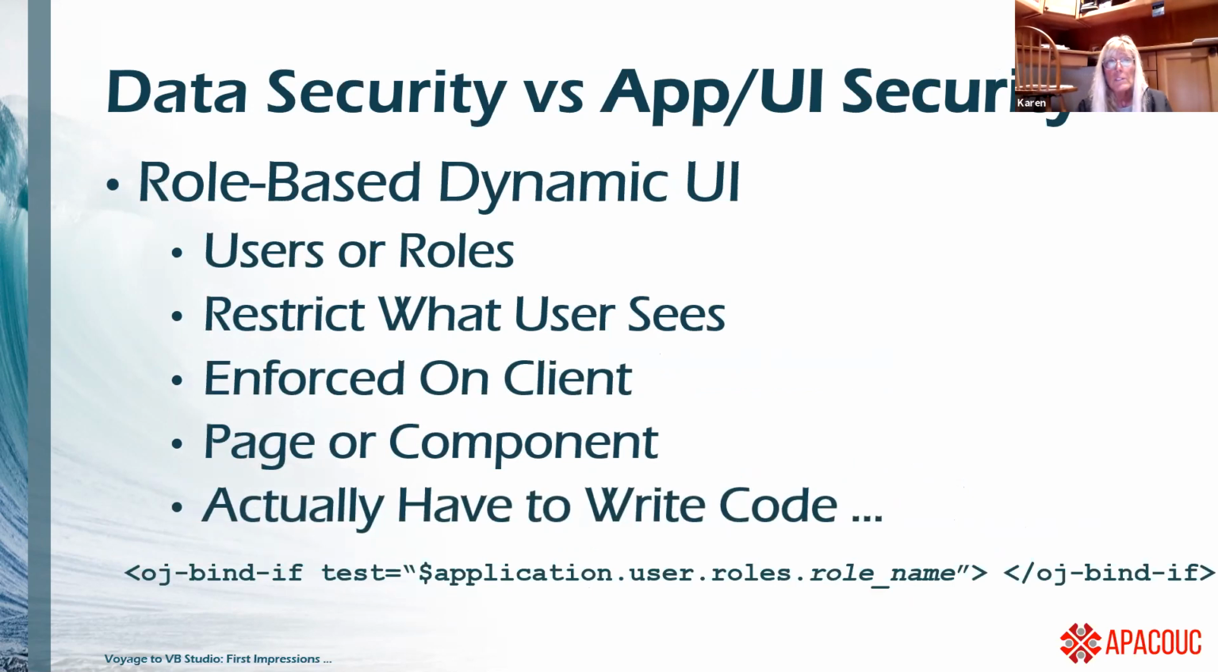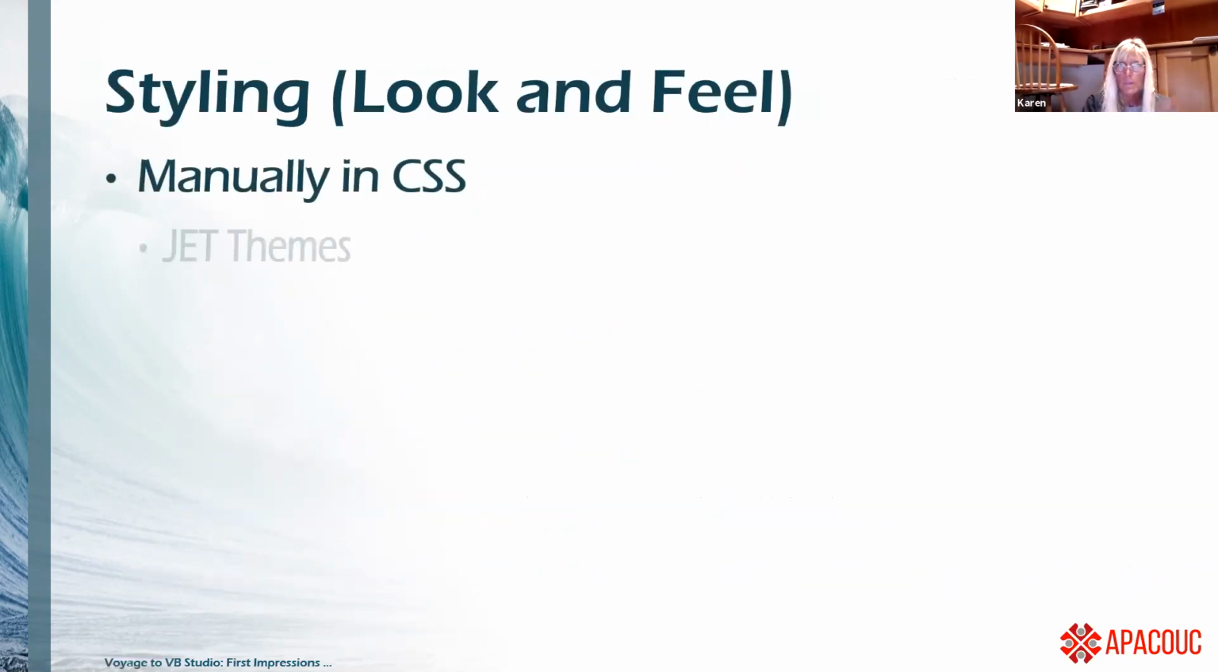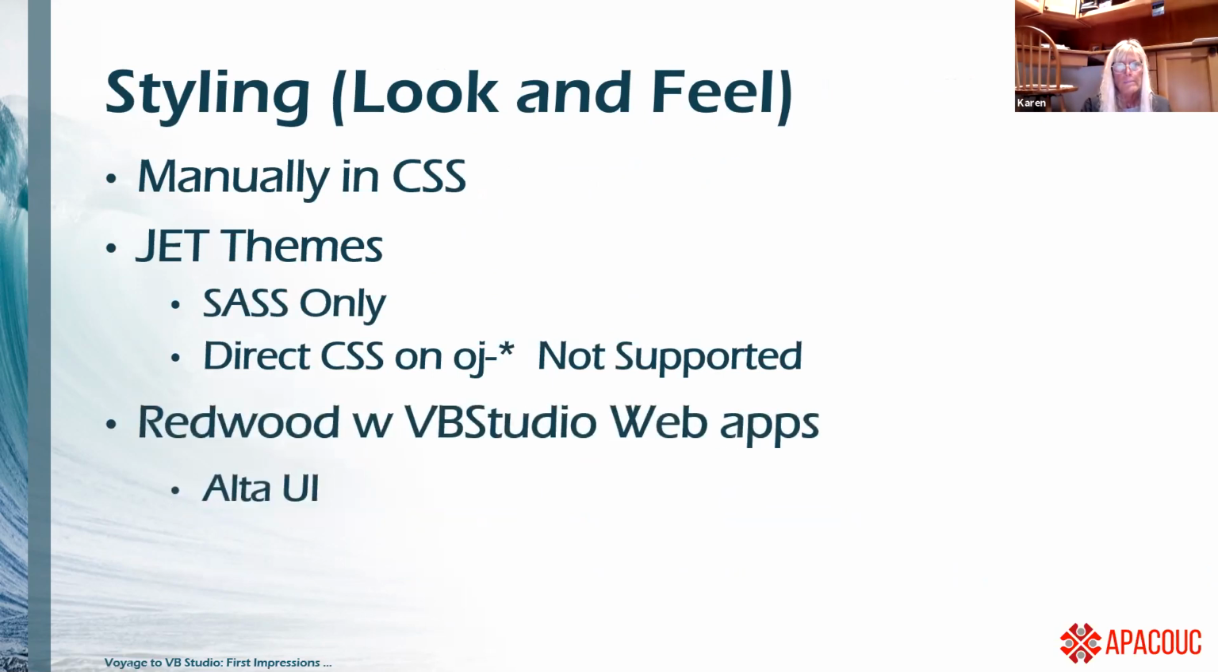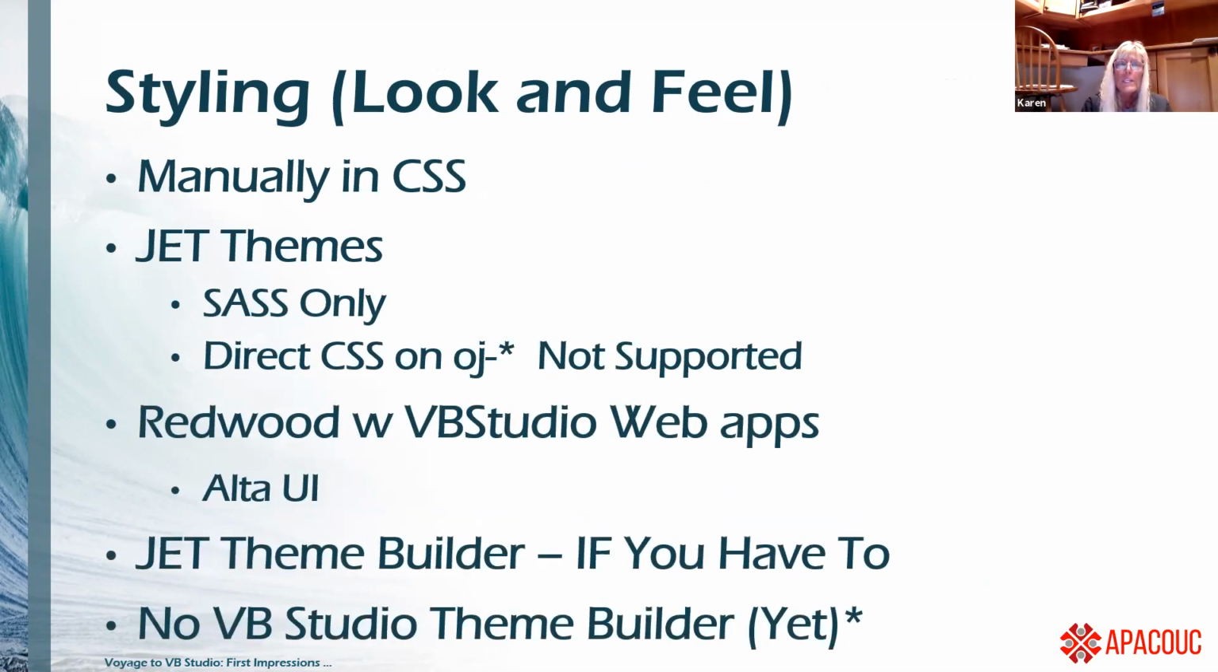App security, UI security, is role-based. Users are roles built into your cloud interface. And this way you can restrict buttons and pages that the user sees. This, again, gets enforced by the client, by the page or component. And this is the one place where you actually do have to write code, an OJ bind test. And that's, again, a whole talk in itself.